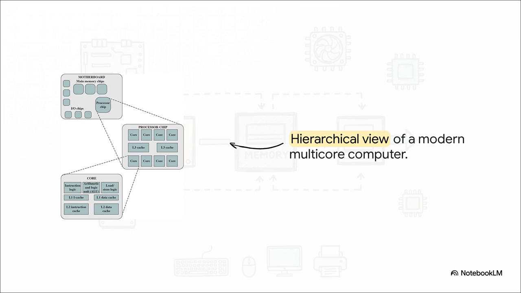Plugged directly into a socket on that motherboard is the processor chip. Zoom into that processor chip and you find multiple cores, often sharing a larger pool of memory called an L3 cache. Finally, zoom into an individual core and you see its incredibly specific internal structure, instruction logic, its arithmetic and logic unit, and its very own smaller, lightning-fast L1 and L2 memory caches. It is literally an entire system nested inside another system.